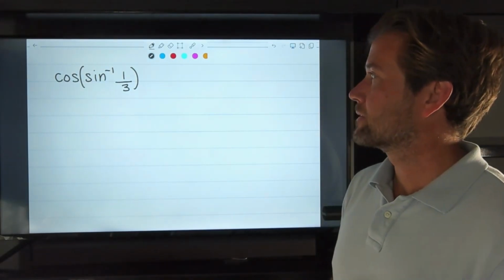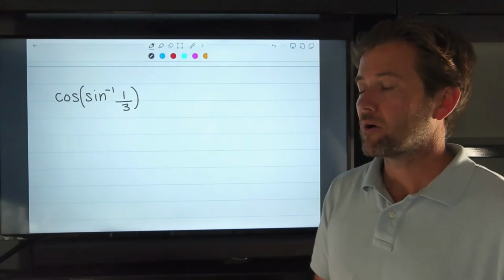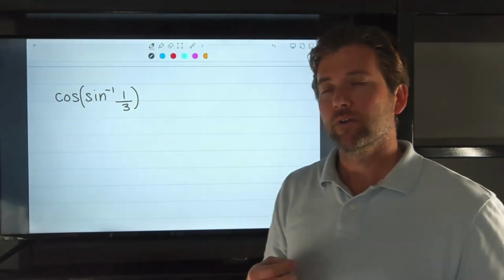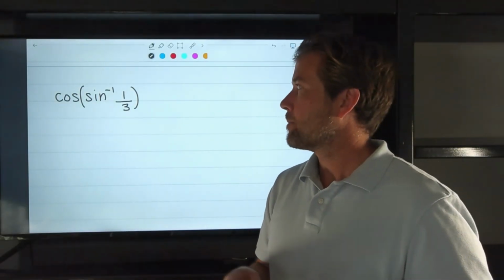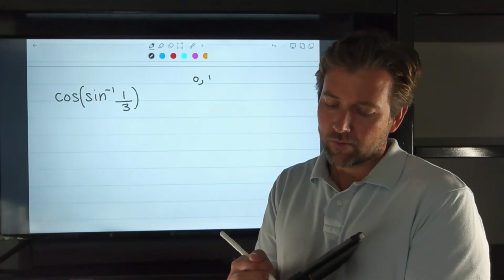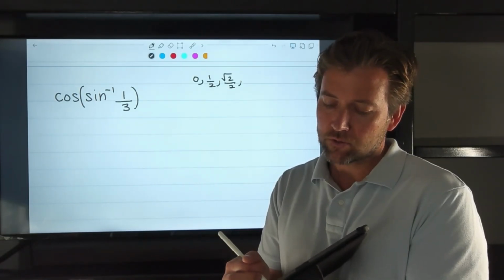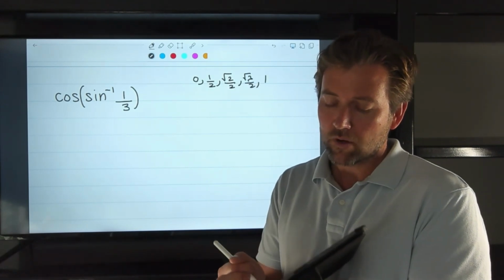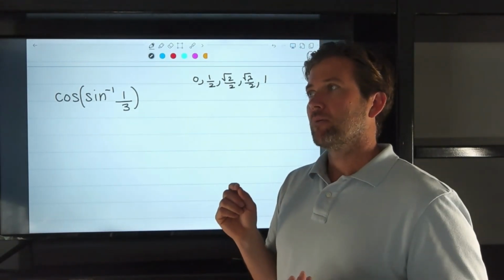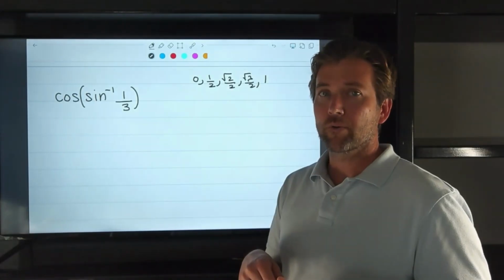All right, so the directions are still evaluate. That's been our directions for every single problem. This is the cosine of the arc sine of 1/3. Now, I'm only familiar with these values here: 0, 1/2, square root of 2 over 2, square root of 3 over 2, and 1. I'm only familiar with plus or minus those values, which are points of intersection with the angles that are multiples of pi over 6 and pi over 4.